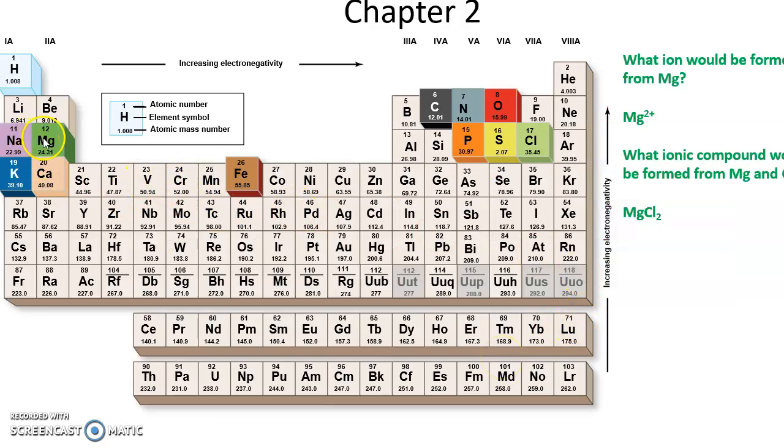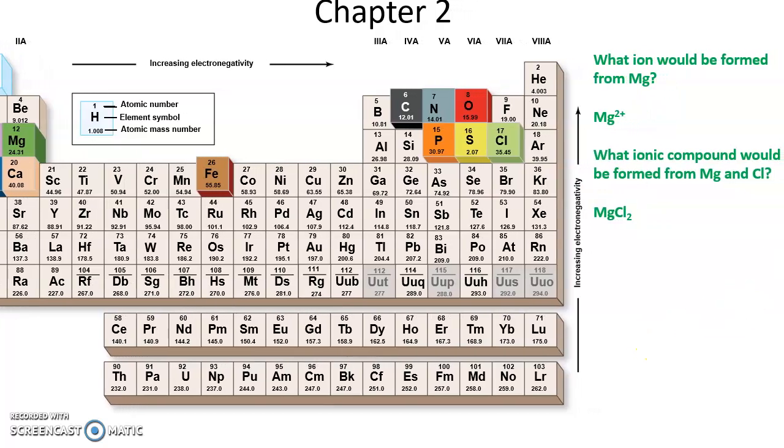So here we have magnesium. We know there's 2 electrons in the outermost shell because it's in the second column. And so it will lose those 2 electrons to appear more like neon, and that could be written out as Mg2+.